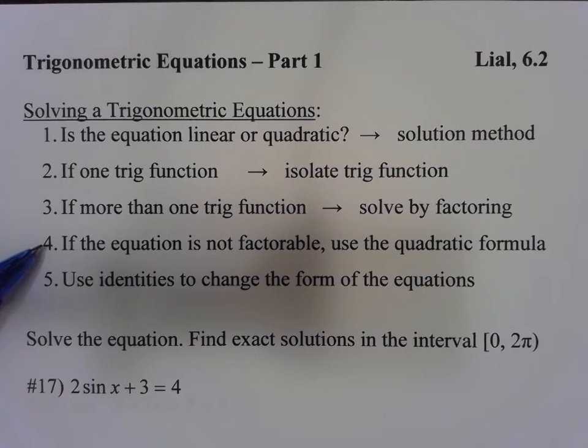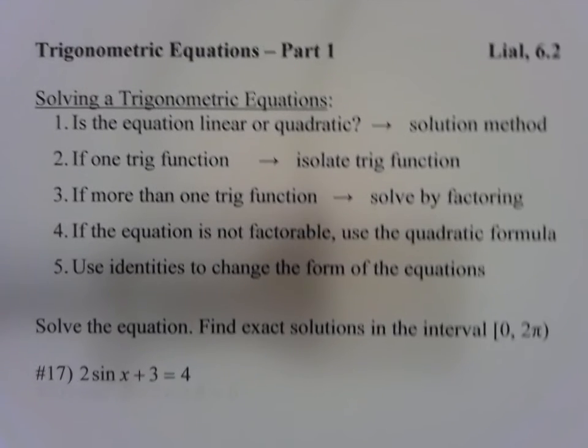Number 4, if the equation is not factorable, then I can use the quadratic formula. And then number 5, we may need to bring some identities into the conversation to change the form of the equation so that we can write it as one trig function. Or maybe we need to use a double angle identity or a half angle identity. All right, so let's try this out.